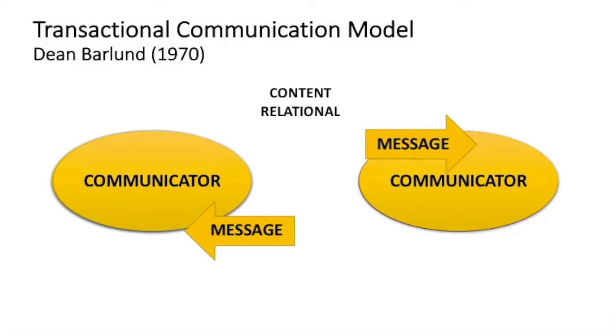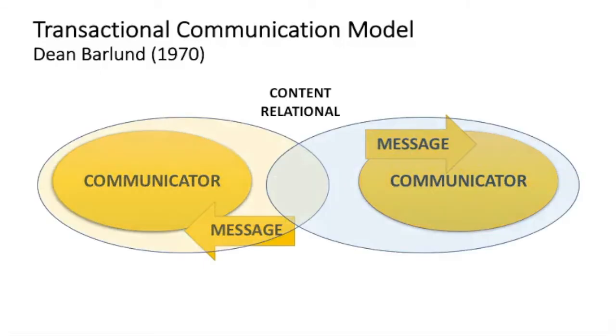Okay, so we have two communicators constantly sending messages back and forth. Both of these communicators have their own personal biographies, their own past and current experiences, all of which are shaped by things like culture, age, and social location. This personal biography is called the field of experience. This includes everything that may impact how an individual engages in and interprets the messages that they receive.